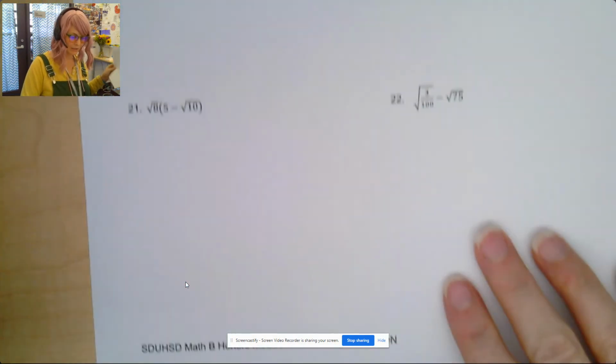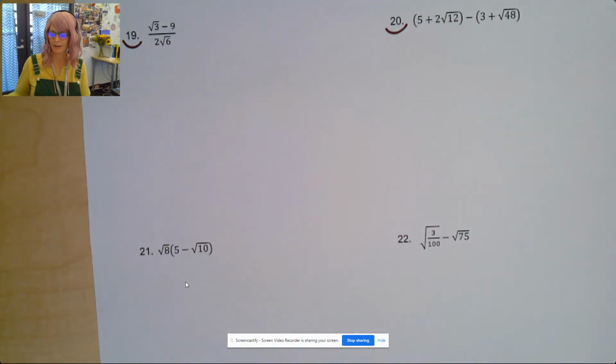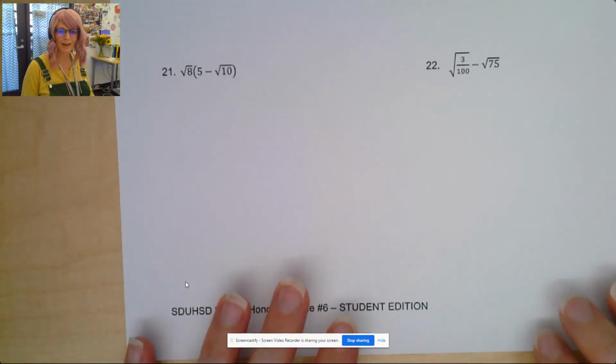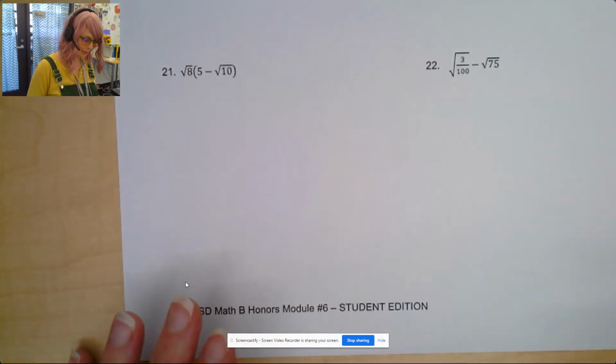Beautiful work, mini mathematicians. Let's get to this last page. You're like, oh my gosh, the last page, that's when it starts to get difficult. Not for you guys. You're doing a great job. Okay, so I'm going to work on 21 and 22 with you.